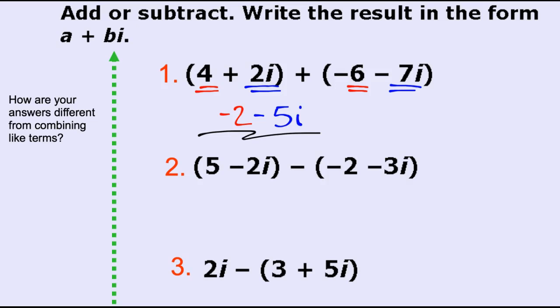If you have a subtraction, like if you're subtracting a complex number, you have to be careful to distribute the minus to all those terms. So really it's a minus minus or a plus 2 and a minus a negative 3i, which is a plus 3i. So distribute that negative through and then combine your real parts and your imaginary parts. So 5 plus 2 is 7. Negative 2 plus 3i is positive 1i. So 7 plus 1i.